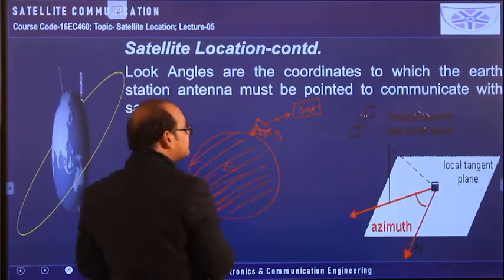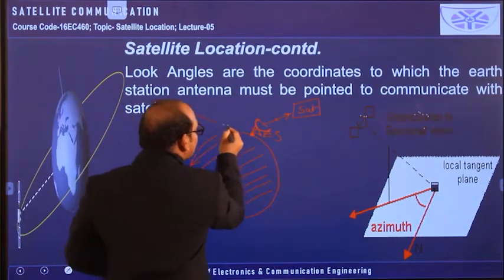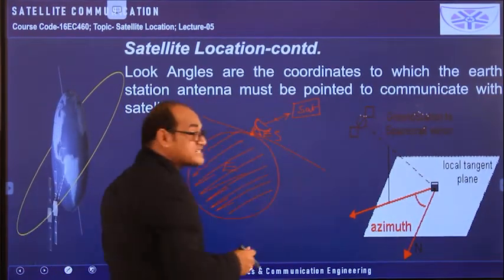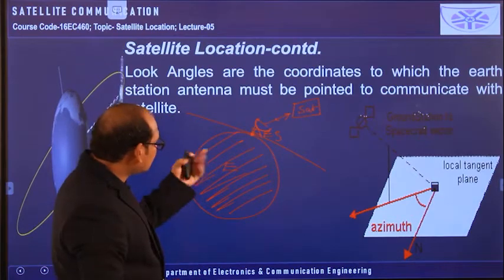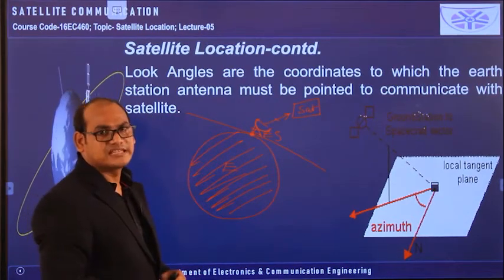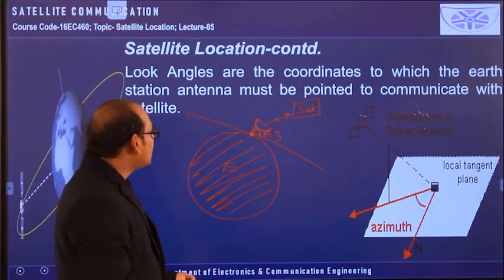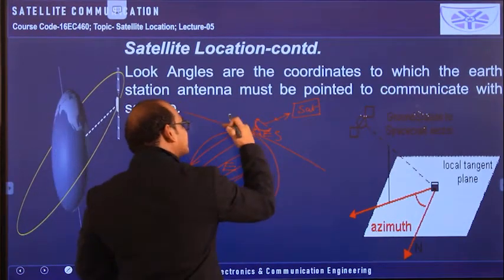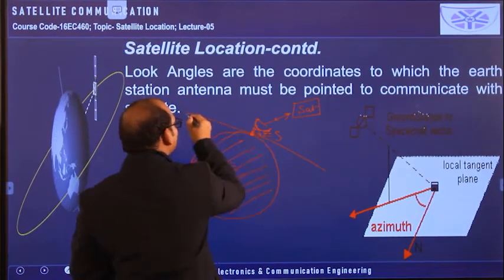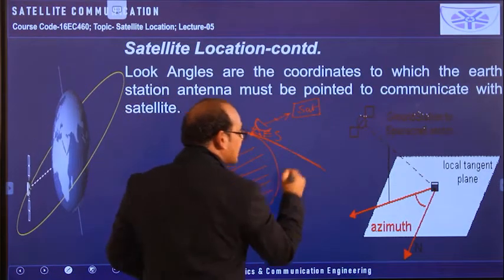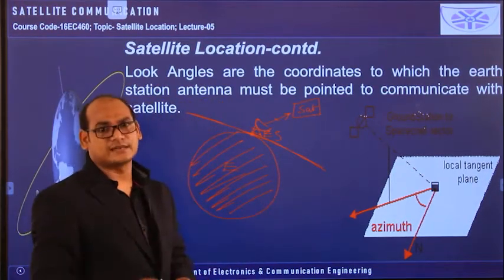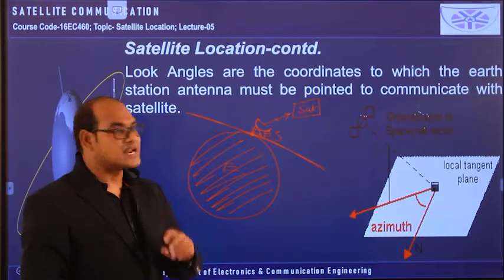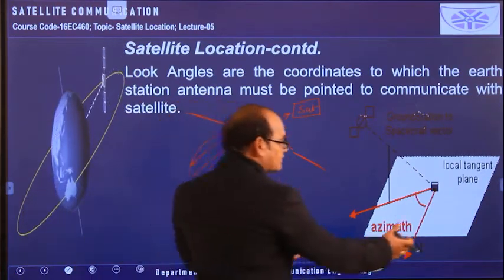Wherever this earth station is, you have to draw one horizontal plane which is tangential to that particular earth station point. Earth is available there, and the earth station antenna is there. So wherever the earth station antenna is, at that point you have to draw one plane, that is called the locally horizontal plane. That only you are seeing here.